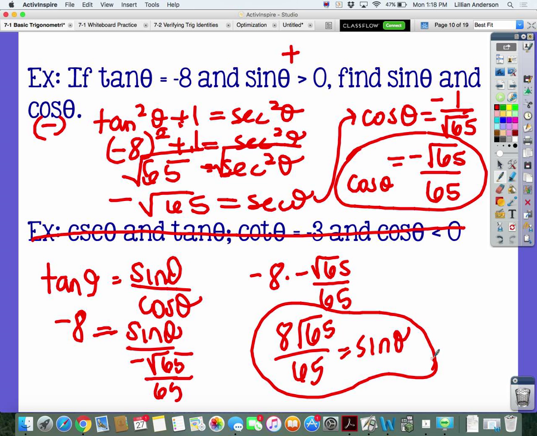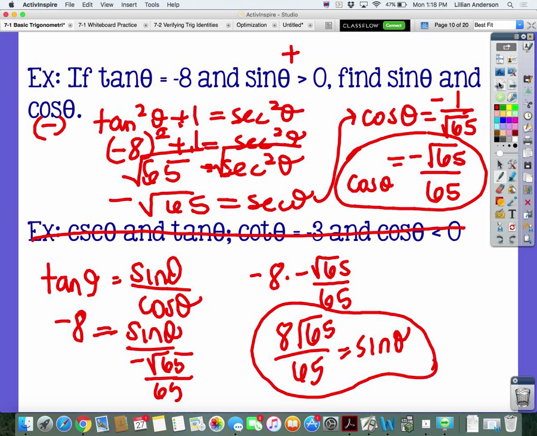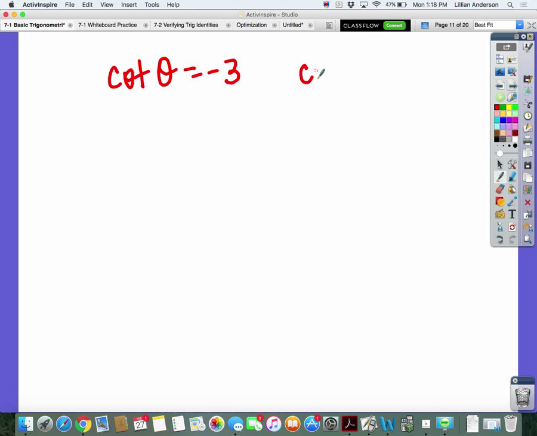Now for that last one that I crossed out, I just needed the space. I'm going to do it on a new screen. I'm looking for cosecant theta and tangent theta. I know the cotangent is -3 and cosine theta has to be less than 0. Cosine is negative. And I'm looking for cosecant theta and tangent theta. Okay? So I can use any of my identities to try to figure this out.